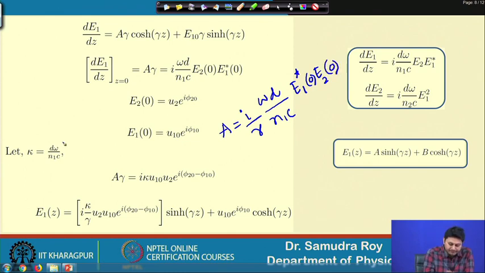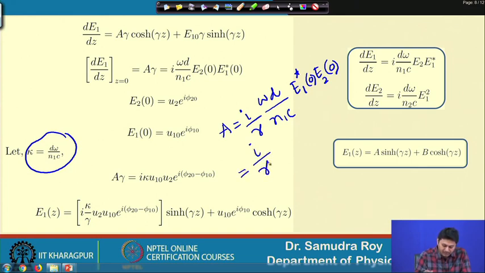Now, if we remember that kappa was d omega divided by n1 c, so if I put it, it is 1 divided by gamma into kappa, and if I use the phase amplitude term here, the phase amplitude term gives me U2 U10 e to the power of I phi 20 minus phi 10, which is these things.